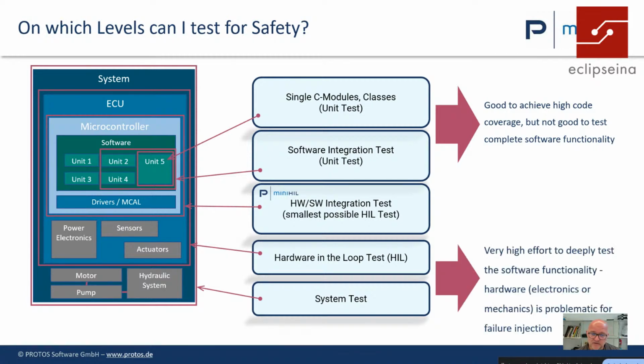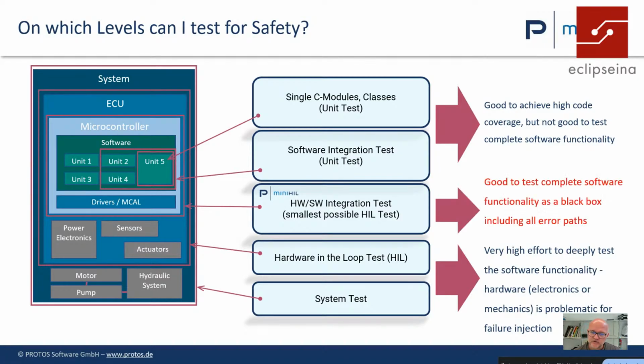The highest levels are the big hardware in the loop test or a system test. It's a very high effort to deeply test the software functionality. And the hardware that's attached to your system is really problematic with respect to failure injection. So if you have a motor attached to your system, you need to break the motor to test what your system does in case of a motor failure. Or for a temperature sensor, you need a climate chamber to test whether your temperature sensor works or your software for the temperature sensor works.